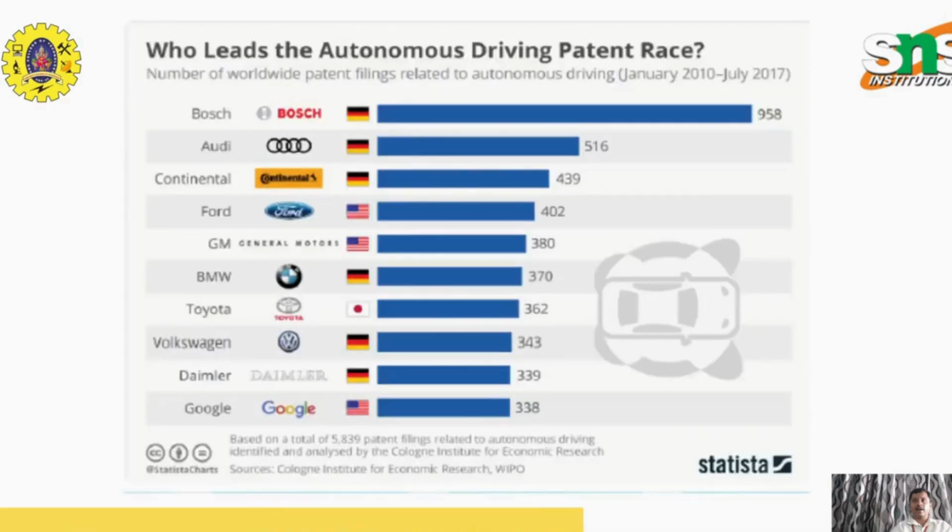So here is statistical data that tells about the autonomous vehicle patents. You can see Bosch, Audi, Continental, Ford, GM, BMW, Toyota, Volkswagen, Daimler, Google. They all have patents on autonomous vehicle technology. It is worldwide, and Bosch is the leader of autonomous vehicle patents according to a statistical report from 2010 to 17.